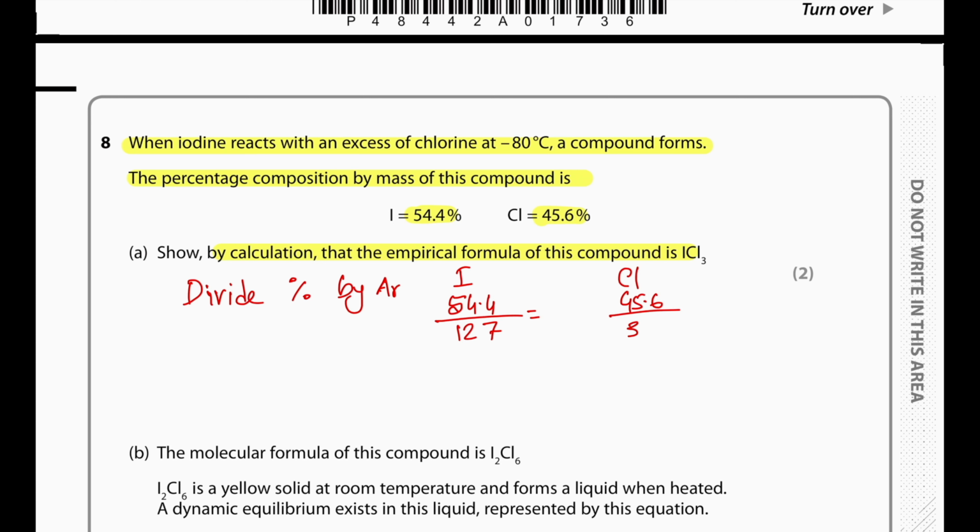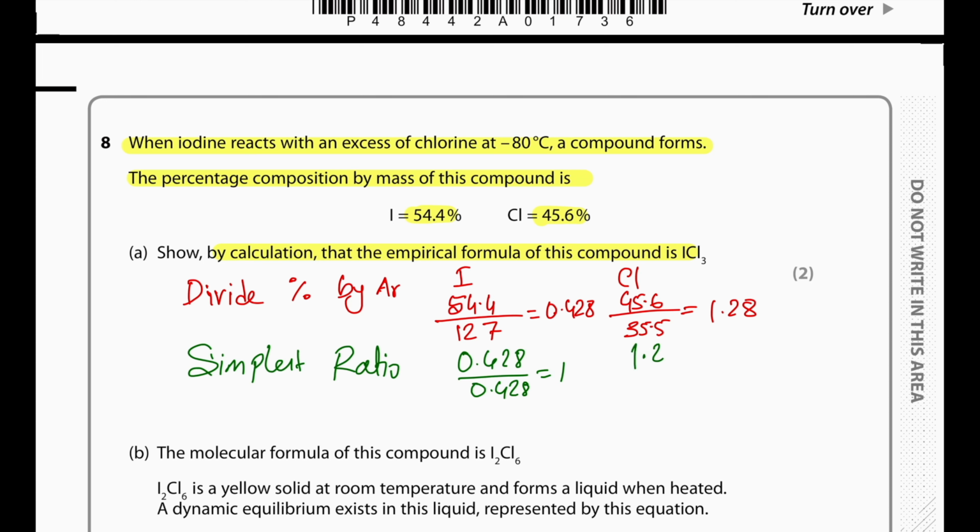To find the simplest ratio, we will divide 0.428 by 0.428 and we will divide 1.28 by 0.428. So basically the rule is just choose the smallest number from all of the divisions and then divide everything by that number. And then we get the simplest ratio, which is 1:3. So the empirical formula is ICl3.